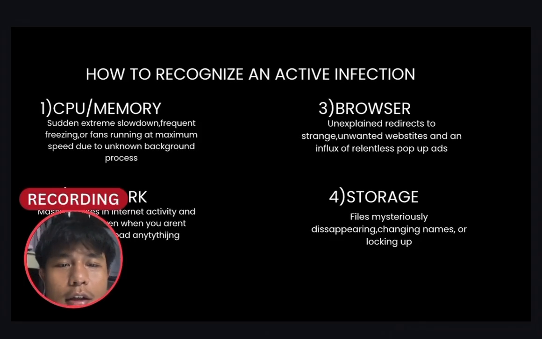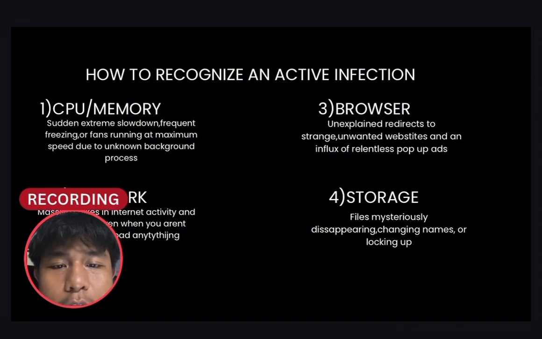So how to recognize an active infection? So first, you can see from your CPU or memory, where it will become suddenly extremely slow, with frequent freezing, or fans running at maximum speed due to unknown background processes. The second one is network. There will be massive spikes in internet activity and data usage even when you aren't actively downloading anything. And browser, you can see when there are unexplained redirects to strange unwanted websites and an influx of random pop-up ads. And finally, you can see from your storage where files mysteriously disappear, change names or lock up.